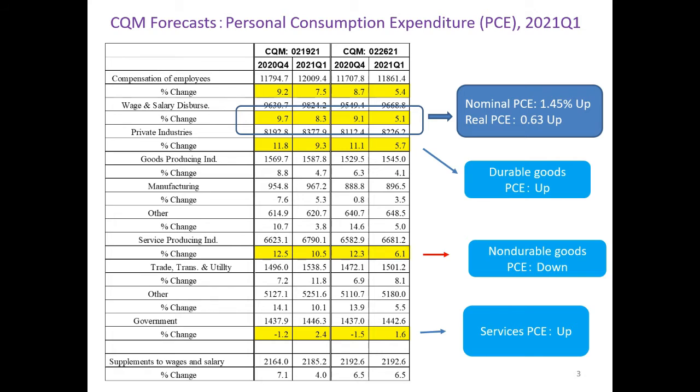With the January PCE update, the upward revision in durable goods and services PCEs outweighed the downward revision in non-durable PCE. As a result, the overall nominal and real PCEs have been revised upward by 1.45% and 0.63% respectively.